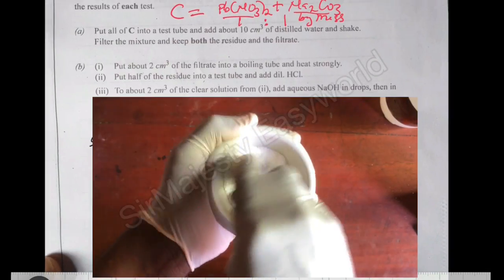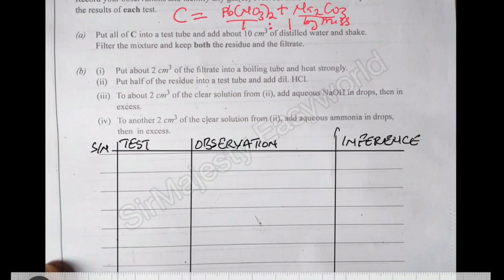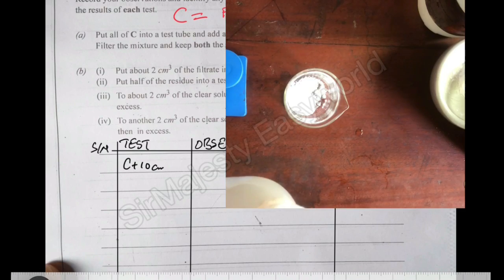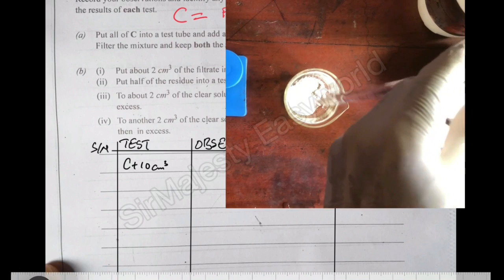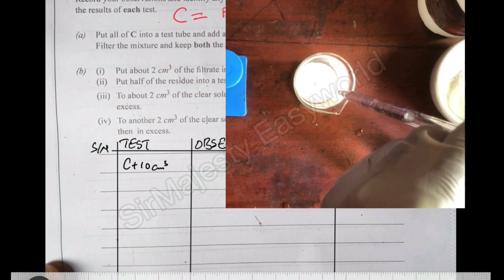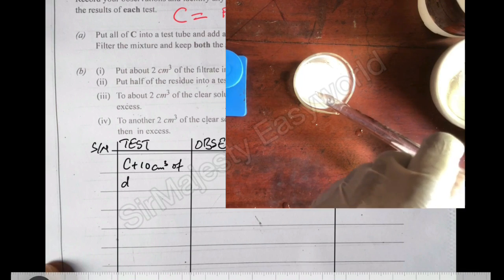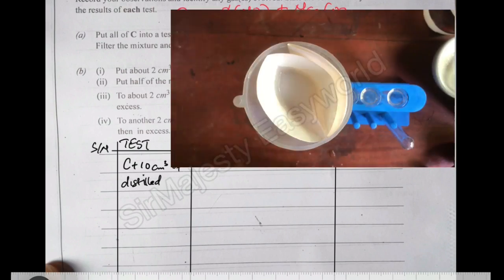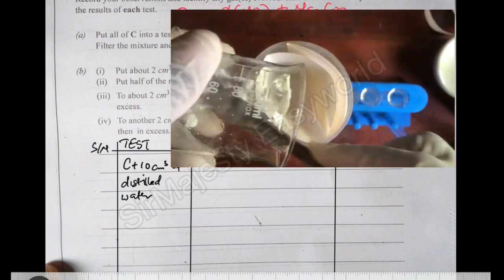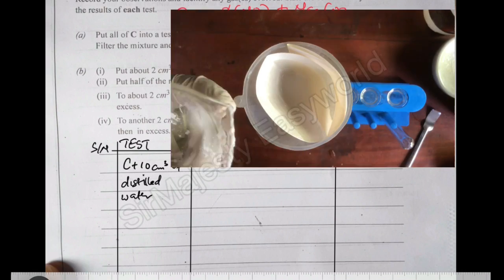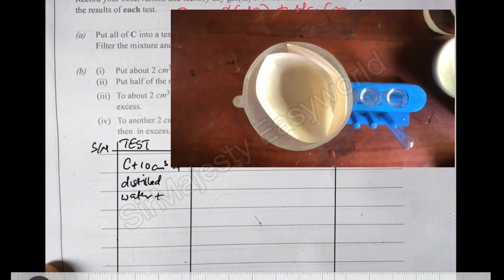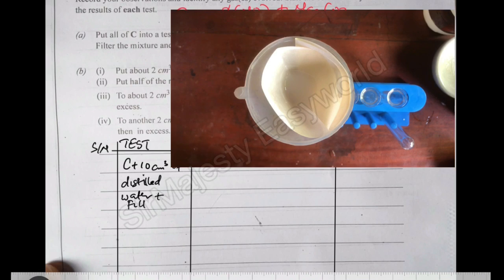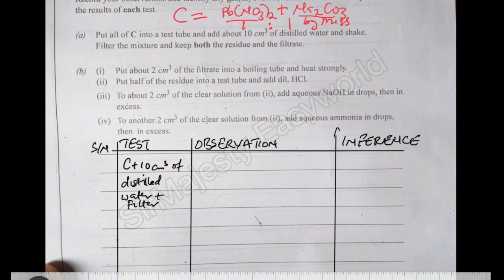The first thing they told us to do is to add C in a test tube. So C plus 10 cm cube distilled water, plus filter, and you can say stir there.